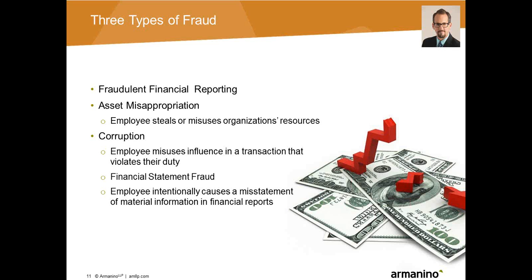Asset misappropriation, just flat out stealing, is by far the most common type of fraud that occurs. And corruption, where employees use their influence to conduct transactions that benefit themselves and that violate their duties at the organization. Basically, they're working together to benefit themselves, which obviously takes collusion. This type of fraud is more common outside the United States than inside, but is one of the leading types of fraud out there.